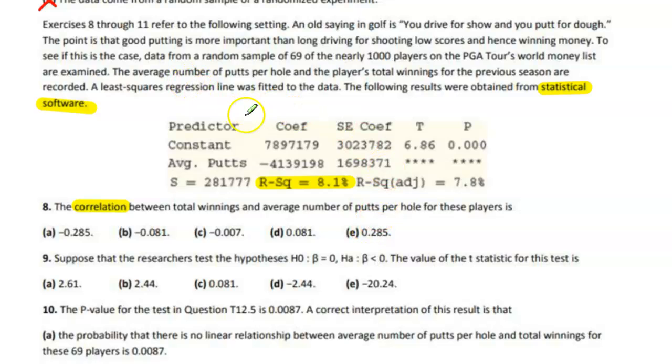Now we have to take a look at the slope. The coefficient of average putts is a negative value, so that means our correlation should be a negative value as well. Here's our correct answer, 8 is A.